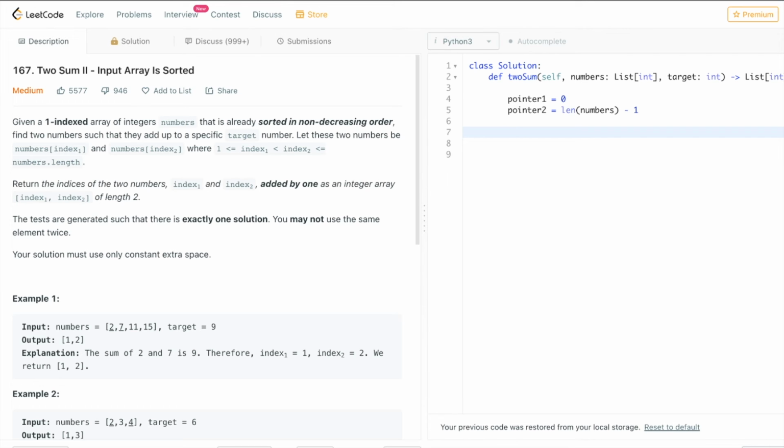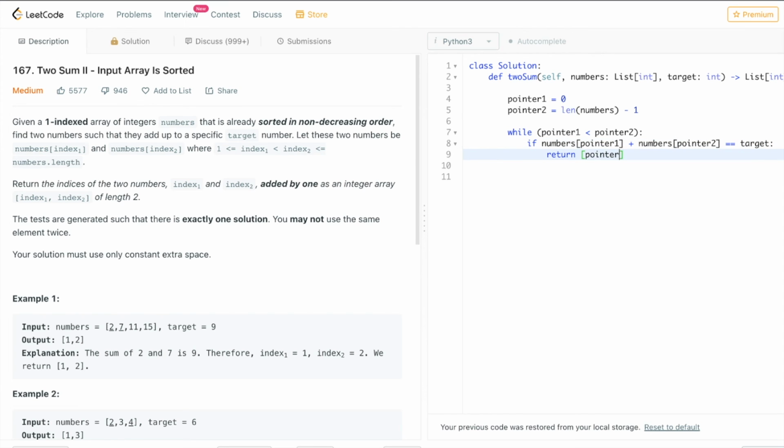Okay, so now what we want to do is continue while pointer 1 is less than pointer 2, and what we would like to do is consider, okay, is the sum of the two values greater than our target? Is it less than our target? Is it equal to our target? So first, if numbers at index pointer 1 plus numbers at index pointer 2 is equal to our target value, simple, we just return the two pointers.